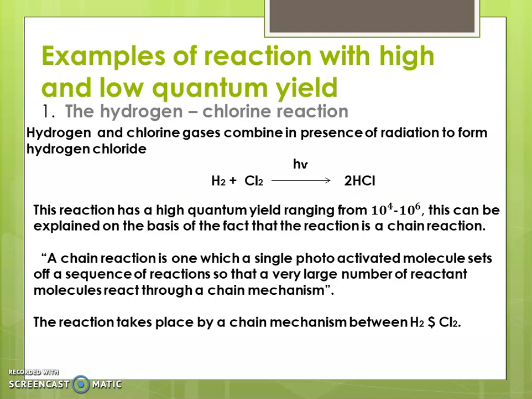In my previous video I had already discussed with you the reasons for the higher and lower quantum yield. In that part I had told you about chain mechanism. Chain mechanism or chain reaction is one of the reasons for the higher quantum yield. A chain reaction is one in which a single photoactivated molecule sets off a series of reactions so that a very large number of reactant molecules react through a chain mechanism. Let us discuss the mechanism.